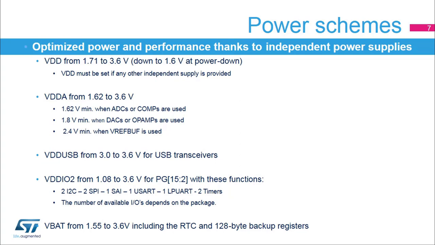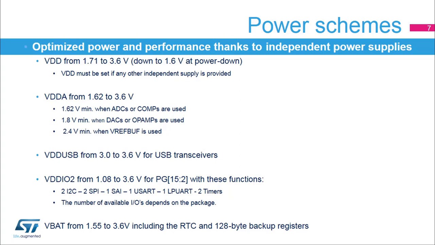The analog power supply VDDA can be connected to any voltage other than VDD. When the analog-to-digital converters or comparators are used, the VDDA voltage must be greater than 1.62 volts. When the digital-to-analog converters or operational amplifiers are used, VDDA must be greater than 1.8 volts. When the voltage reference buffer is used, VDDA must be greater than 2.4 volts.